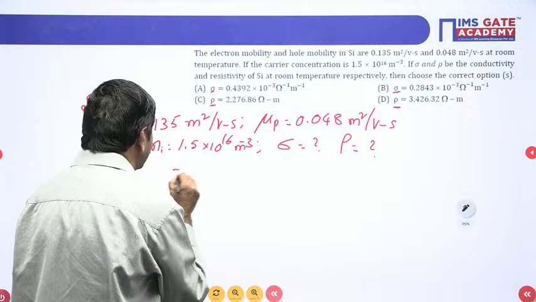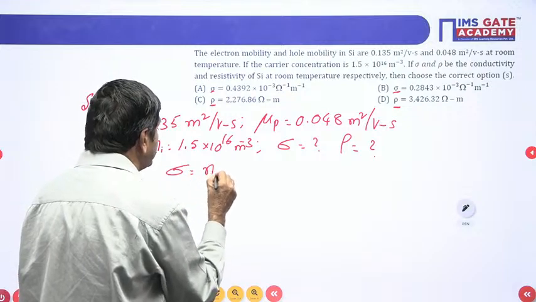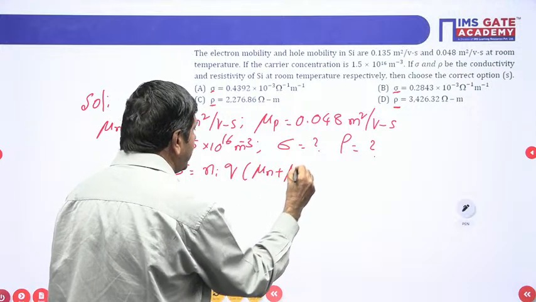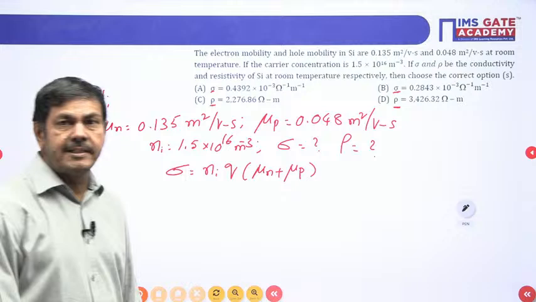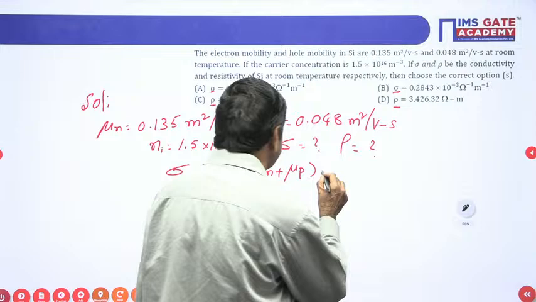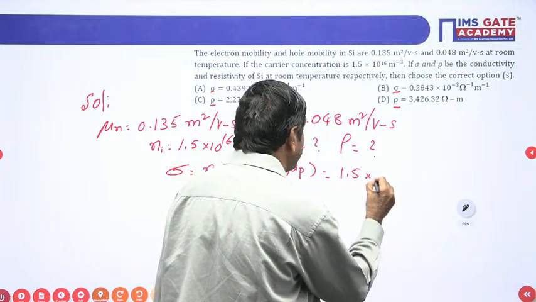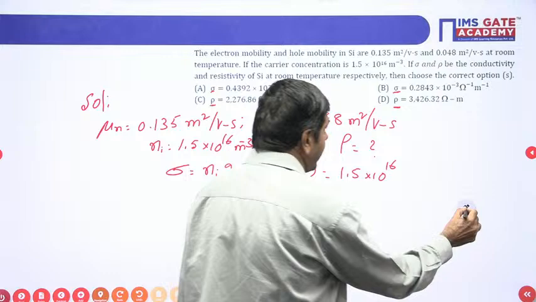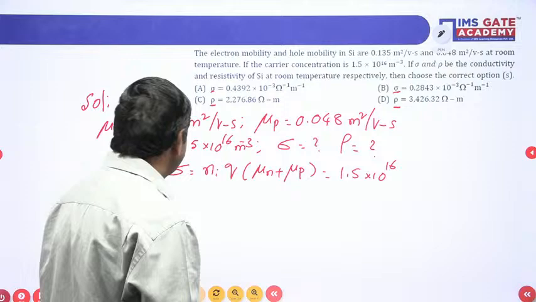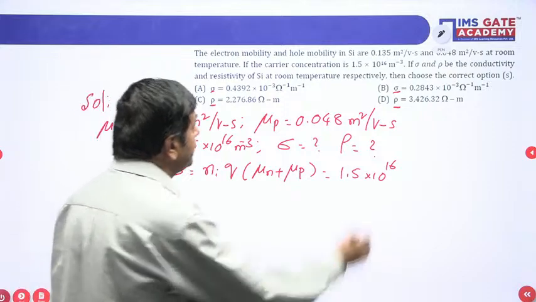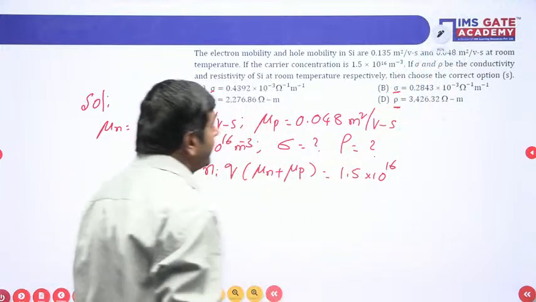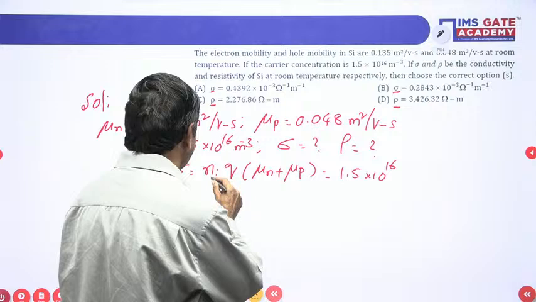We know very well conductivity is sigma equal to Ni into Q into (mu n plus mu p). By using this formula, you can determine conductivity. Ni is given in the problem: 1.5 into 10 power 16. This is the Ni value.